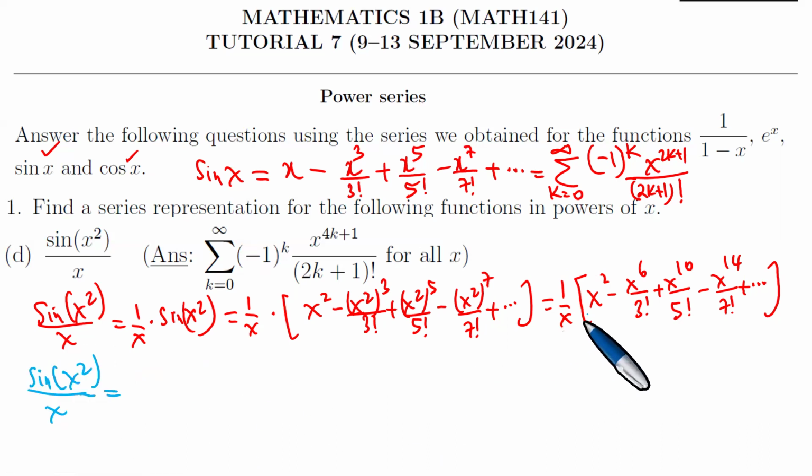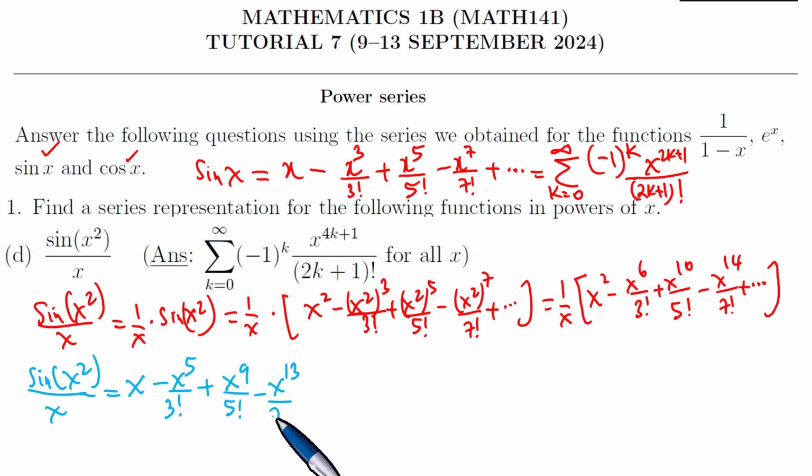Okay, so if you distribute, then the 1 over x is going to produce x squared over x, which is x. x to the power 6 over x is x to the 5th power over 3 factorial, but it's negative. Plus x to the 9th power, x to the 13th power. So we continue. So now we've already got the answer, but you can see it's alternating because it's positive, and so on.